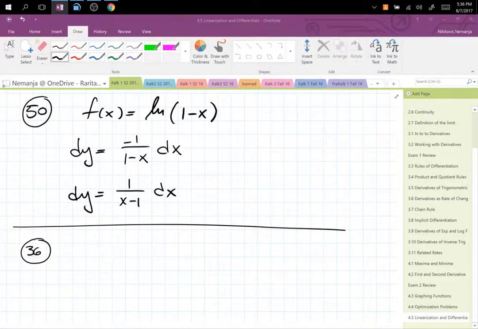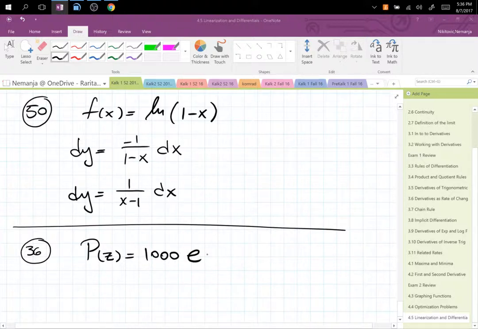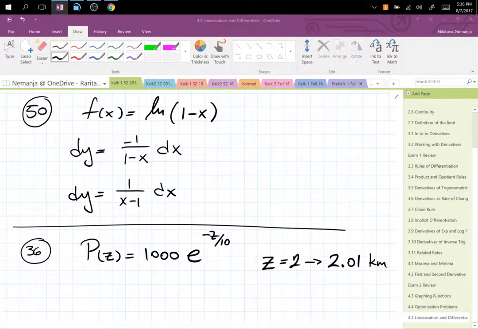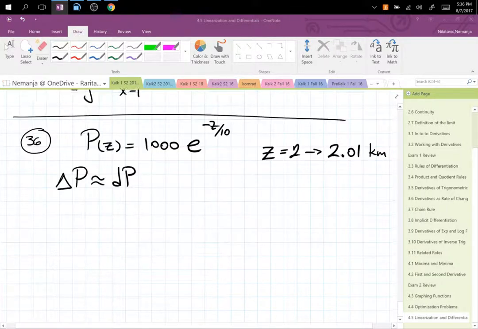So the function for pressure with respect to height is 1000 e to the negative z over 10. z changes from 2 to 2.01 kilometers, and they want to know what's the change in pressure. So they want to know dP, which approximates the change of pressure.